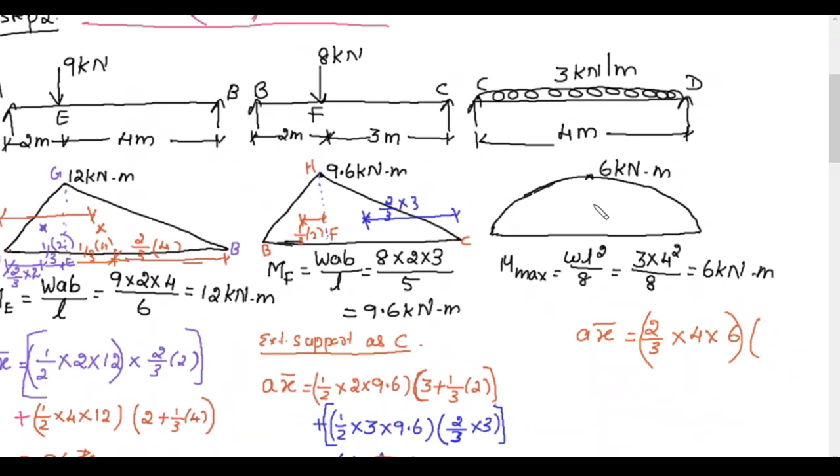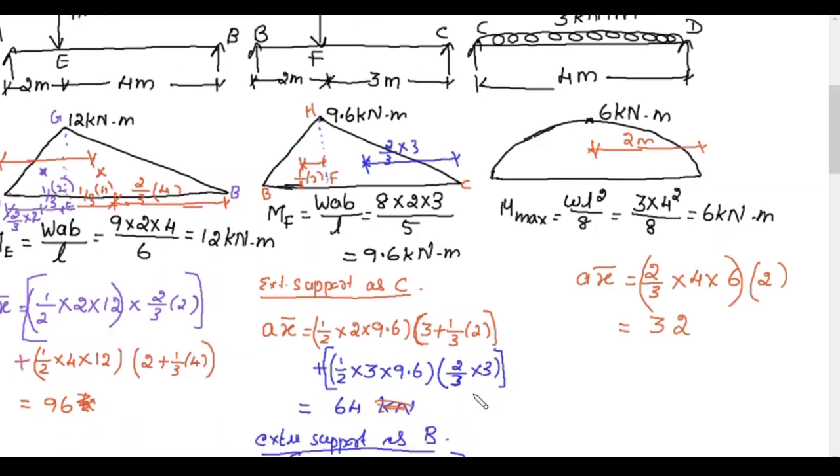Since it is a parabola, centroid lies exactly at the center. So, this distance of this centroid will be equal to 2 meter. So, we get 2. Therefore, we get the value as 32. So, we have completed 2 steps. Now, third step, we have to identify the unknown moments. So, we will write it as step 3.